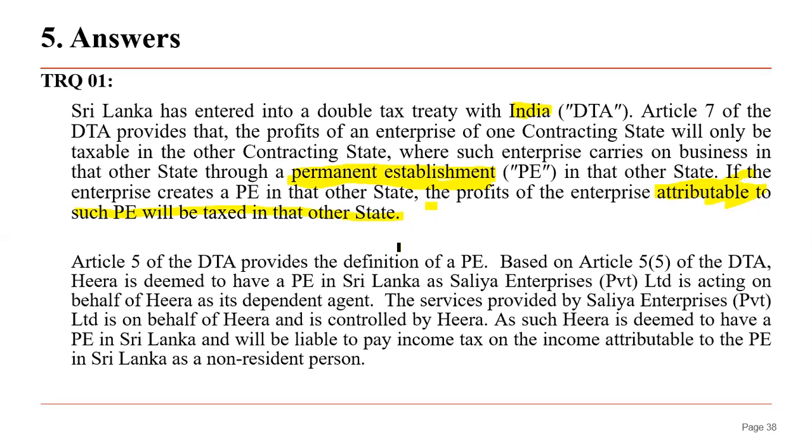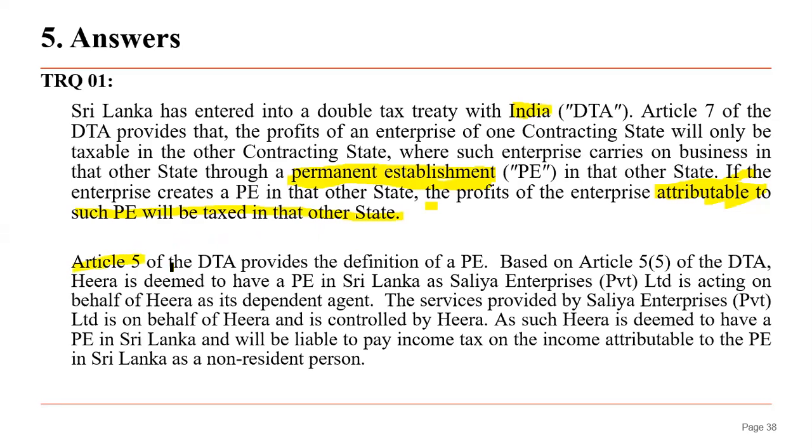Then how are we going to determine the PE? Article 7 says, if you have a PE, the profit attributable to that PE is liable. Let's say in India the entire property is 1,000. If 400 of the property is attributable to the Sri Lankan PE, then that income is liable in Sri Lanka. It says like that. Then to determine the PE, you need to explain as per Article 5.